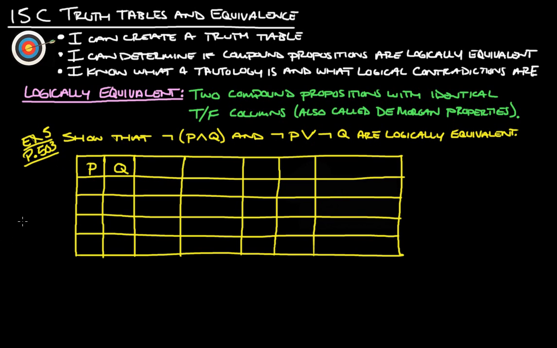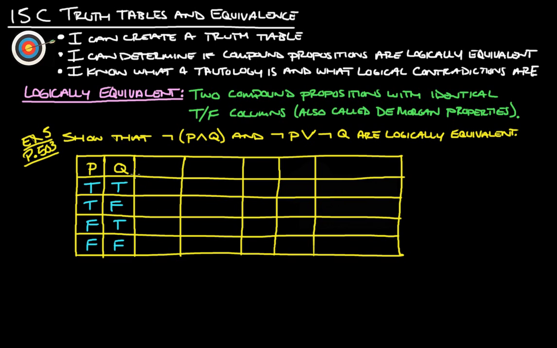This is what a truth table looks like. We have two propositions, P and Q. So we've got P here and Q here. We have to come up with all the different possible outcomes of P and Q. Let's start with true and true, or this could be true and false, or false and true, or false and false.